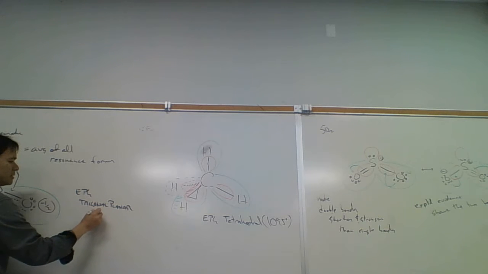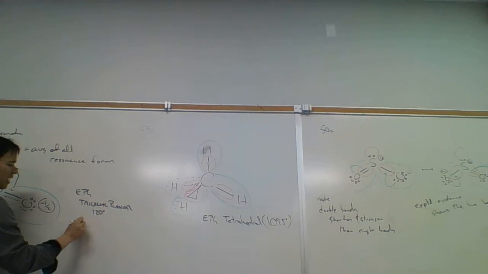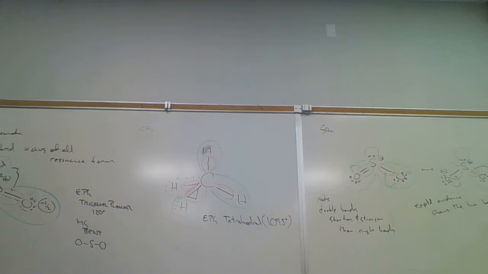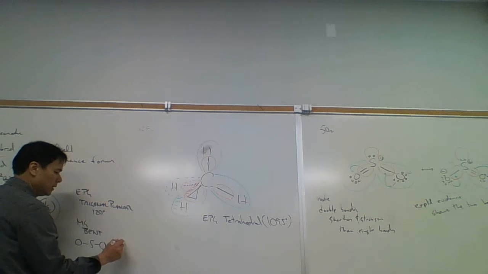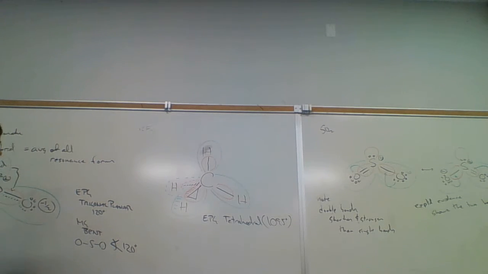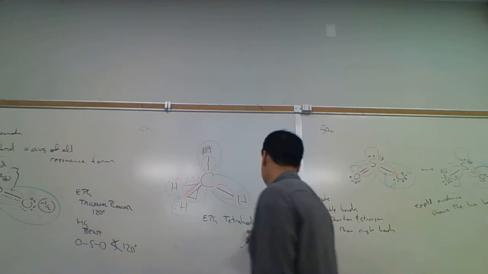Trigonal planar, that sets the angle at 120. And then the MG is, what did we say, bent? Bent is easier to write than angular, so I'm going to call it bent. And then the angle is going to be the OSO angle. When we do the angles, I don't show double bond or 1.5 bonds. I just show the links: the O linked to the S, linked to the O. The OSO angle is going to be what? 120 degrees. Going over to methane, the EPG is tetrahedral.